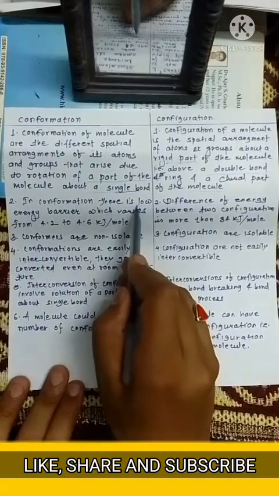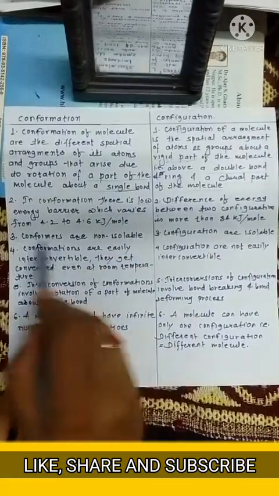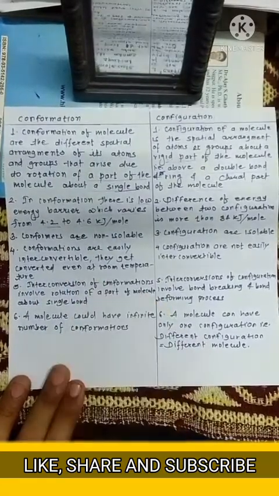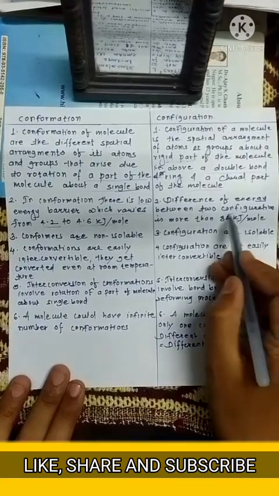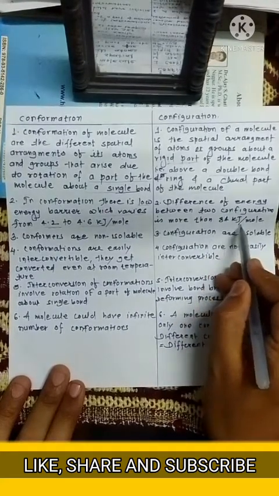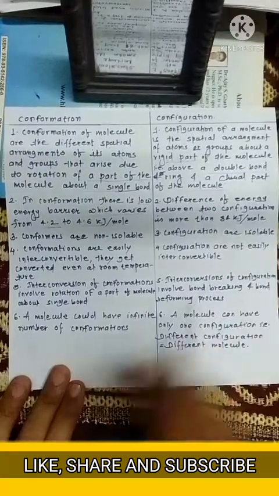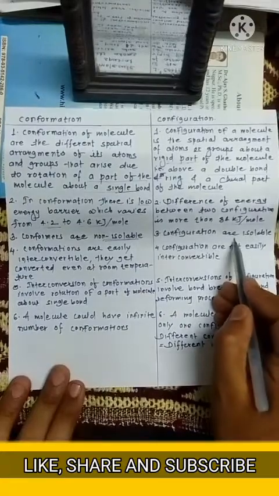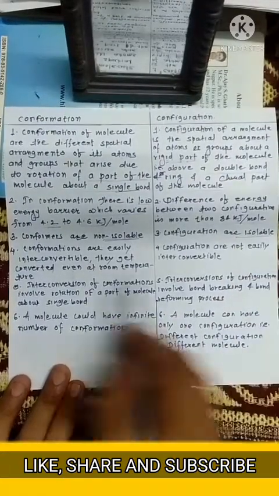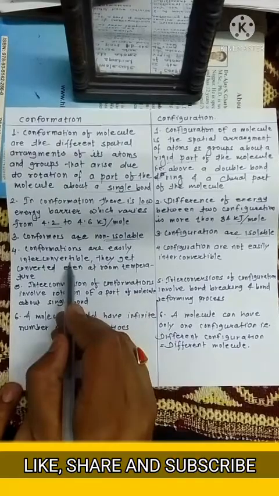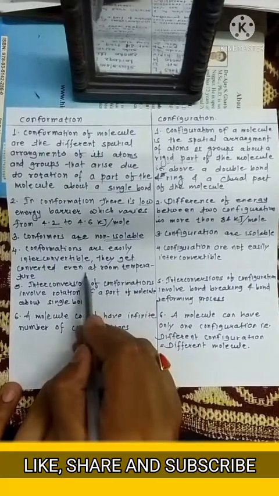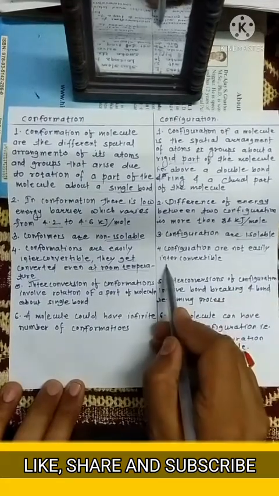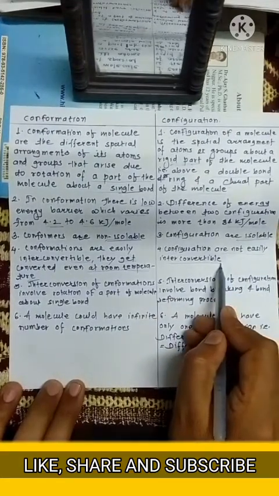In conformation, there is a low energy barrier which varies from 4.2 to 4.6 kilojoule per mole. The difference of energy between two configurations is more than 34 kilojoule per mole. Conformers are non-isolable. It is important. Configurations are isolable. Conformations are easily interconvertible. They get converted even at room temperature. It is important. Configurations are not easily interconvertible.